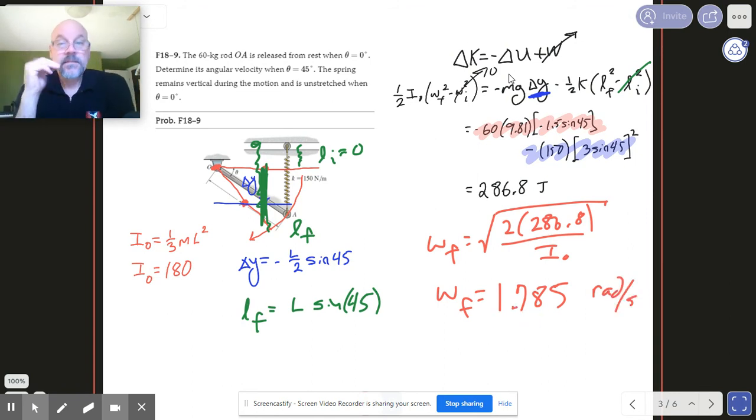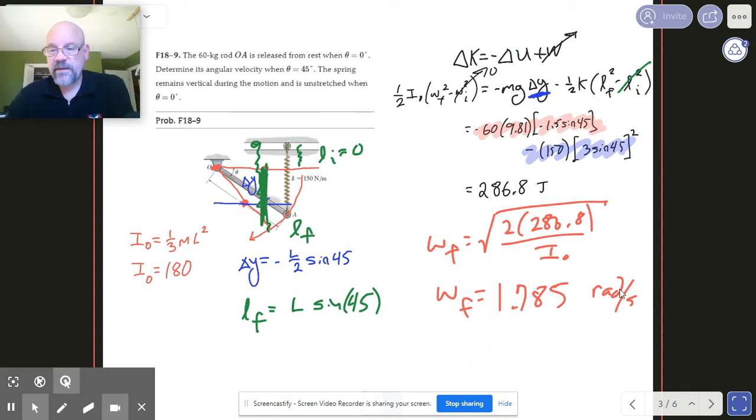Okay, so we've seen this kind of a thing before, just not with rotation. All right, so gravity is going to try to speed it up. The spring is going to try and slow it down. So they're competing with their energy that way. Okay, so the next one is very similar.